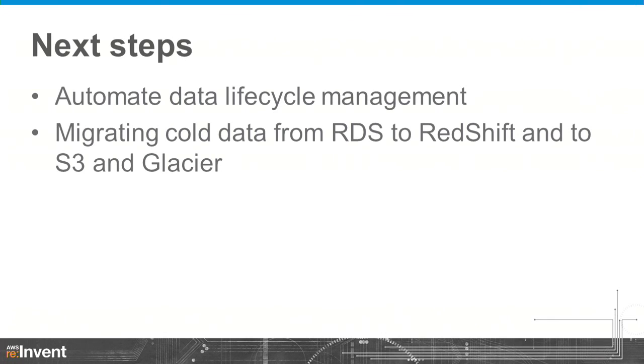But there's a lot to be done yet. We have a lot of cold data we have to keep for compliance reasons that doesn't need to be on RDS. So we are working on automating the process of migrating data to both S3 and Glacier for archival, and to Redshift for analysis. And that's just scratching the surface of what can be done in terms of data lifecycle management on AWS.